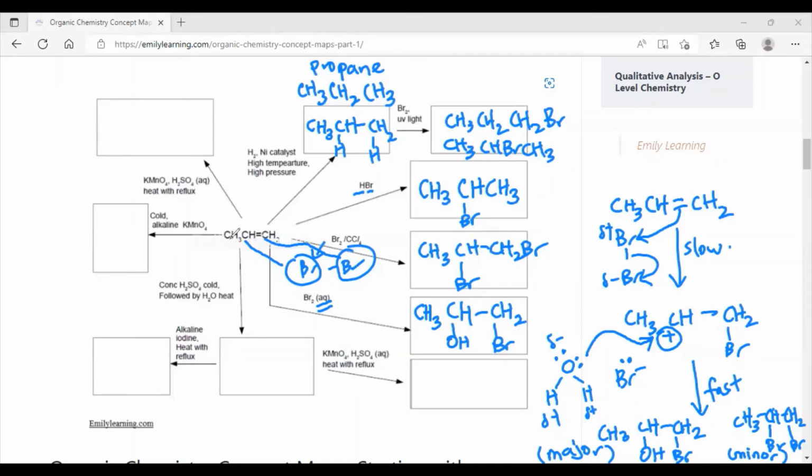Okay, next, let's look at propene undergoing a reaction with concentrated H2SO4 cold followed by H2O heat. Basically, this is a hydration reaction. At the end of the day, we are going to add H2O to propene. So H will go to one of the carbons and OH will go to the other carbon. This follows Markovnikov's rule. So the H will go to the carbon with more hydrogen, which is this one here, and the OH will go to the carbon with less hydrogen, which is this carbon here. So the product you'll get will be this.